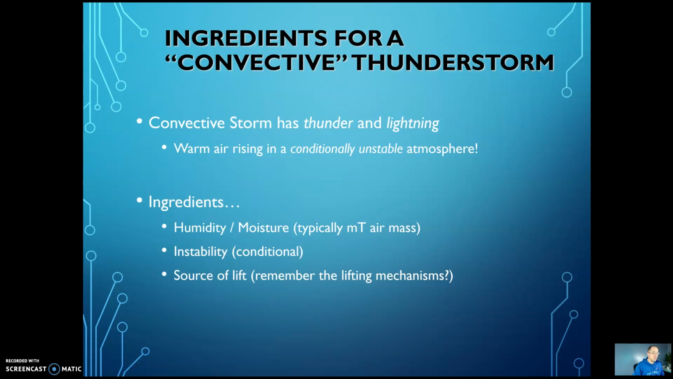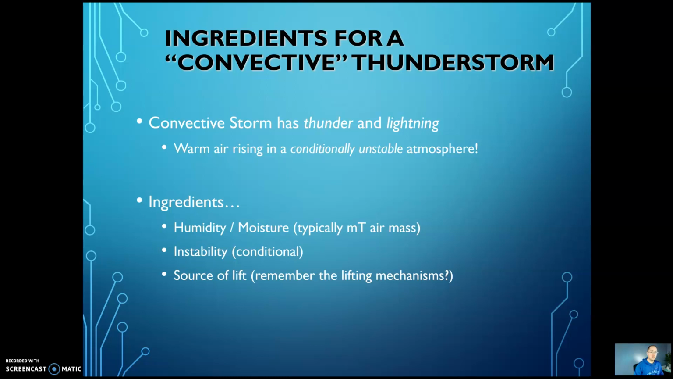Conditional instability, basically we need a layer of the atmosphere in which these thunderstorms can grow vertically. And that's going to be something that is more common within a maritime tropical air mass, but often we're going to look for that cold air aloft. Think back to the slides on stability and what we can do to make the atmosphere more unstable.